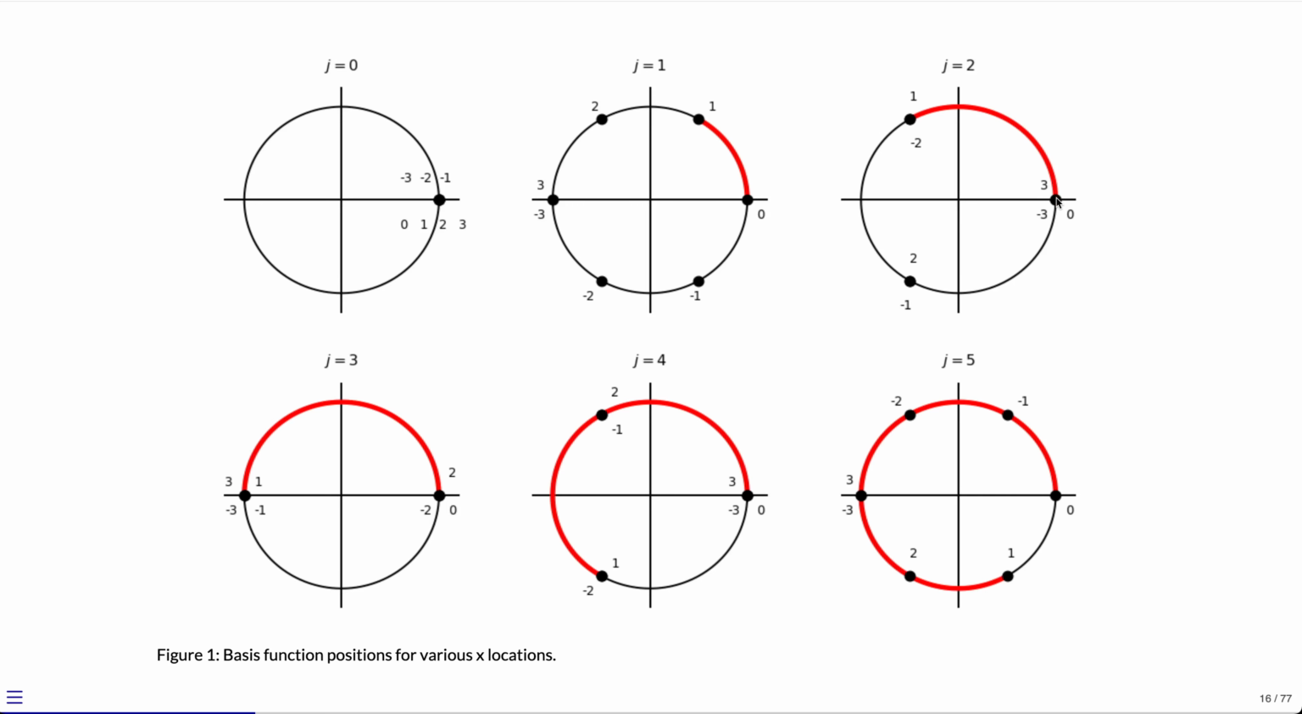Now when j is 2, we take twice as big a step, so our basis function is a little wider. And now we go 0, 1, 2, 3, and now the negative direction, 0, minus 1, minus 2, minus 3. When j is 3, we go 1, 2, 3, and then the negative direction, 1, 2, 3. And then when j is 4, it's even bigger, so we go 1, 2, 3, and then the negative, minus 1, minus 2, minus 3, and similarly for j is 5.